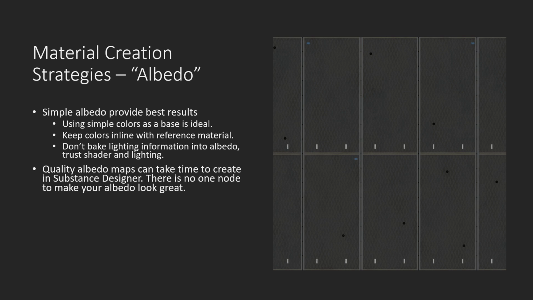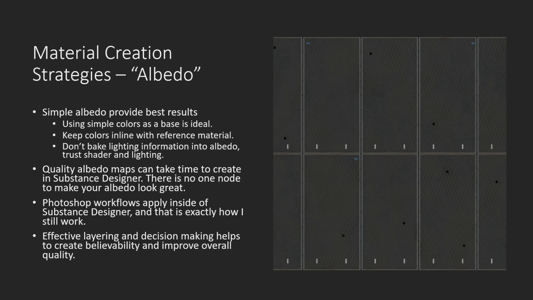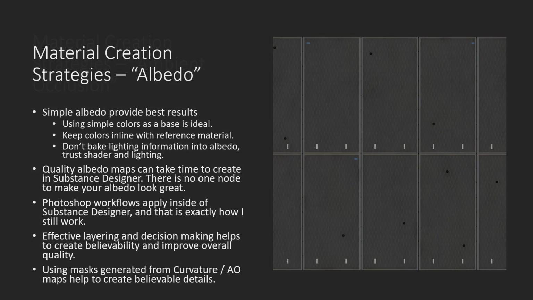I'll take a moment to mention that quality albedos can take time to create in Substance Designer. There is no one node to make your albedo look great. There's no magic noise combination that you can plug into a gradient map. It takes more effort than that. The way I work is Photoshop workflows applied inside of Substance Designer, and that's how I still work. To me, that means effective layering and decision making to create believability and improve the overall quality. You start with base colors, then you add your detail. That's the same way I work inside of Substance. And then I use a lot of masks generated from curvature and AO maps to create believable details.